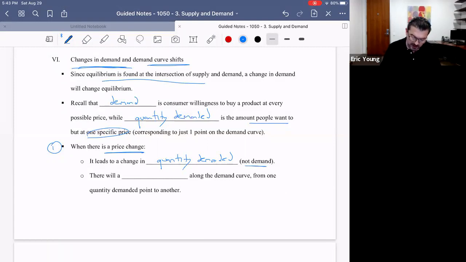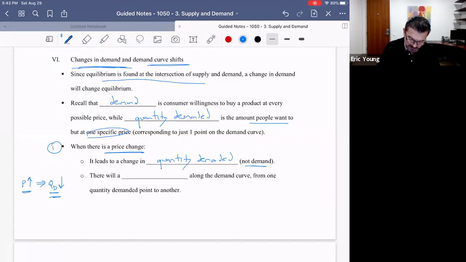Let's go back to our law of demand. As price goes up, QD goes down. Notice that as price goes up, quantity demanded goes down, not demand. They're related, they're similar, but they're different. Again, the law of demand tells us that if price changes, quantity demanded changes.